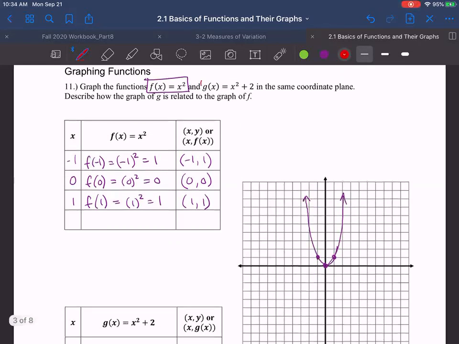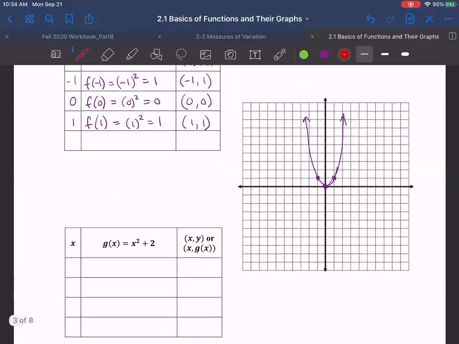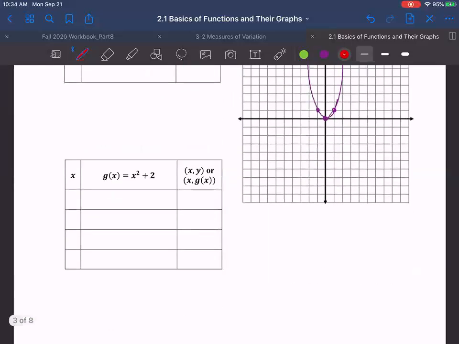Okay, and now let's take a look at the x squared plus 2 graph, which I will do here in red. And we'll plug in the same points, -1, 0, and 1. See what we get. So this becomes g of -1, which is -1 squared and then plus 2. -1 squared is 1, and plus 2 equals a 3.